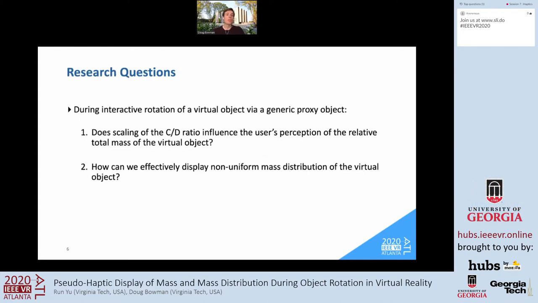So our research questions were about interactive rotation of a virtual object with a generic proxy object. And we first wanted to ask, does this CD ratio technique that has been used for object translation also work for rotation? And does it properly influence the user's perception of the relative total mass of the virtual object? And then secondly, we asked, how can we effectively display non-uniform mass distribution of the virtual object during rotation?